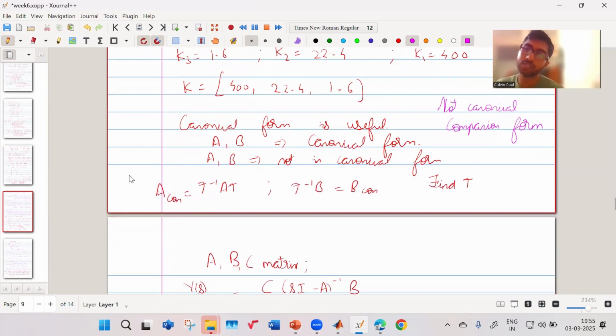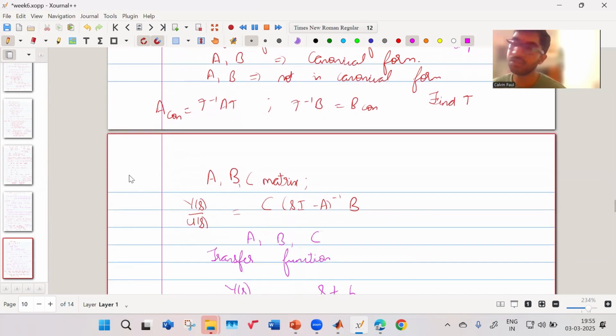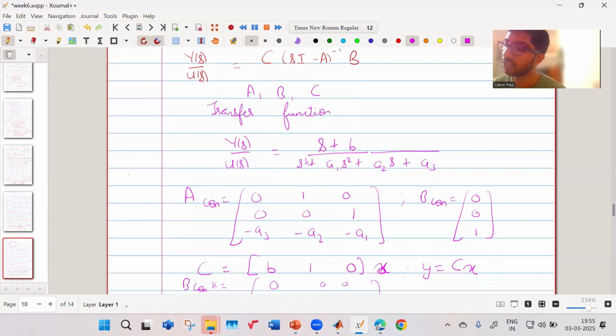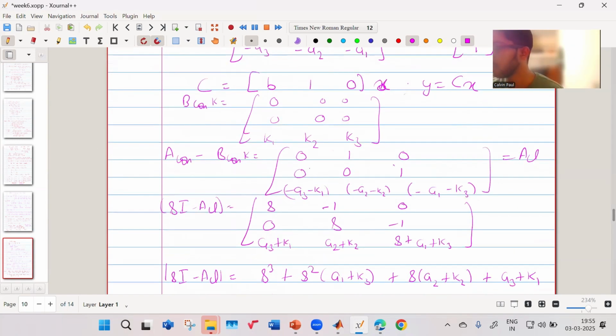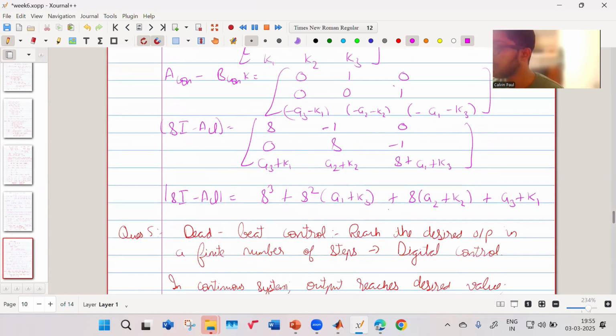I also told you the steps to find it in companion form, and that is really difficult. So the best approach is: you have the ABC matrices, you find the transfer function, and once you find the transfer function, you convert it into companion form. Then you can solve it easily. So this becomes very easy for you. You have actual control to place one pole here, another pole there, where you want. It is very easy for you now to decide, right?